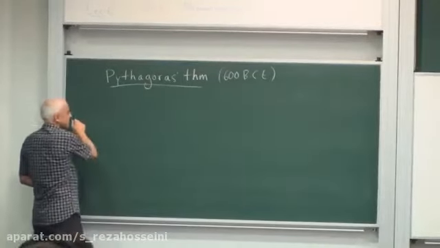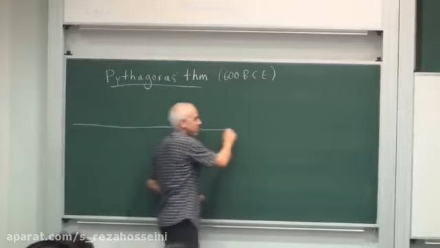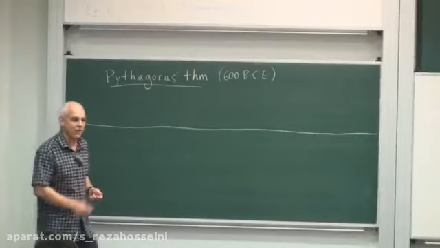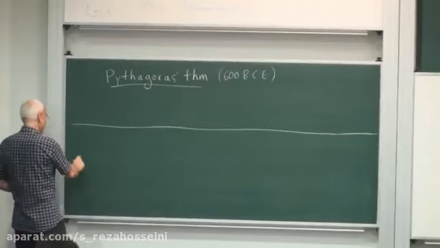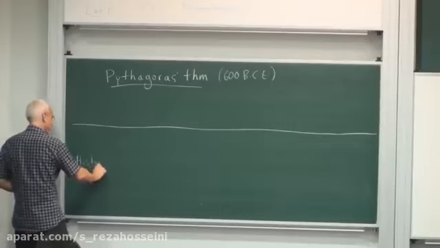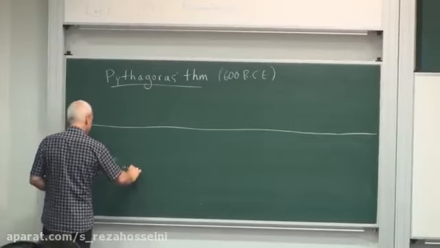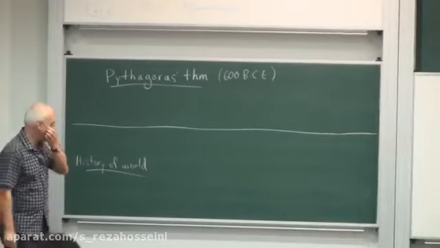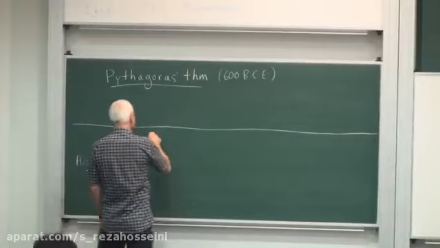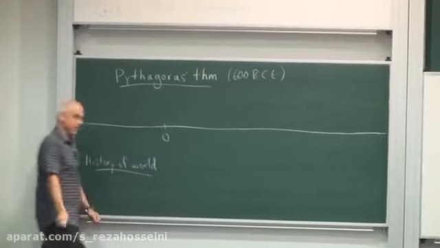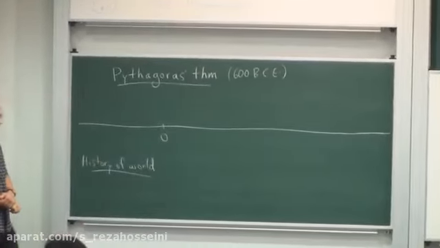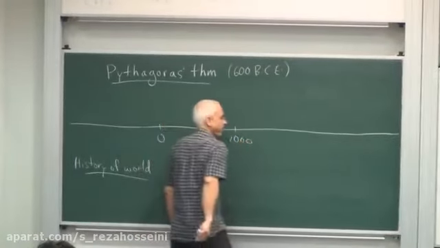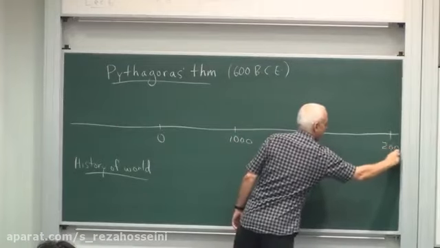Let's have a quick time frame just to position ourselves historically. So here is a brief history of the world. Very brief history of the world. So at some point maybe we'll put year 0 there, and maybe not exactly a linear scale. Year 1000 there, year 2000 here.